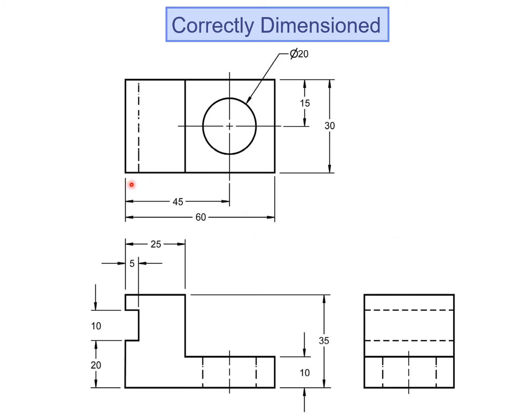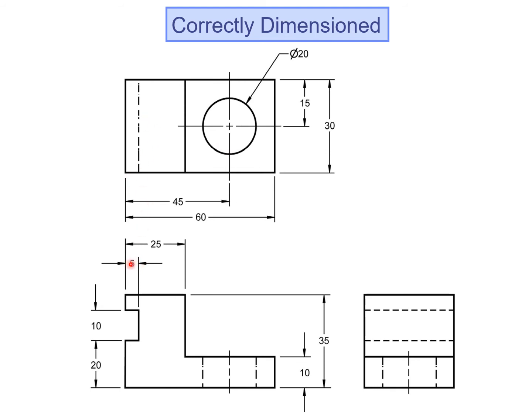Okay, another thing is, again, we want to keep dimensions between the views and we try and group them together. The 45 needs to stay because it's dimensioning to the center of this hole that we can physically see. We would not put the 45 down here, dimensioning a hidden feature. We leave it where we can actually see the feature.